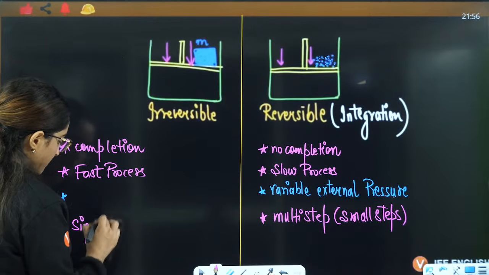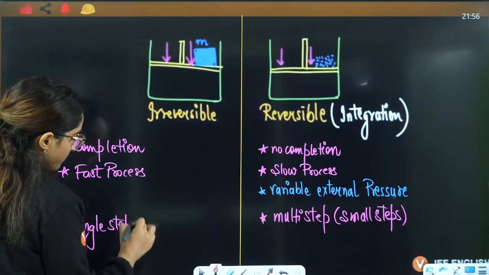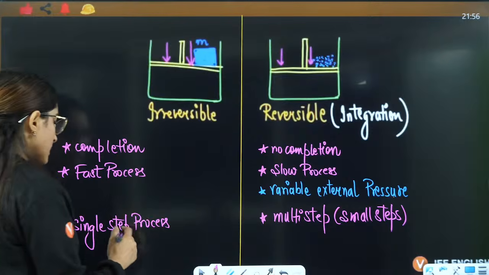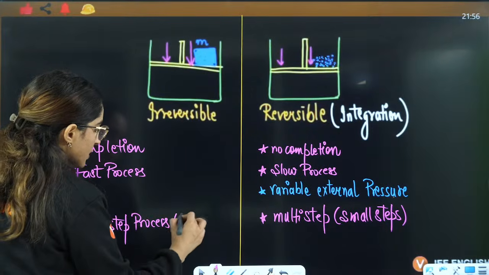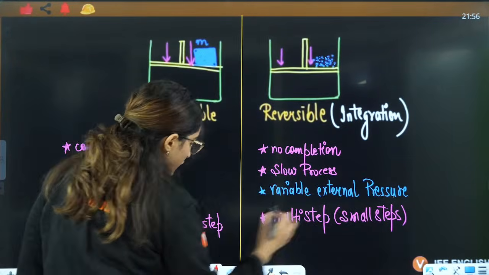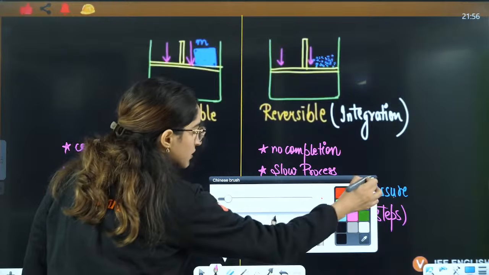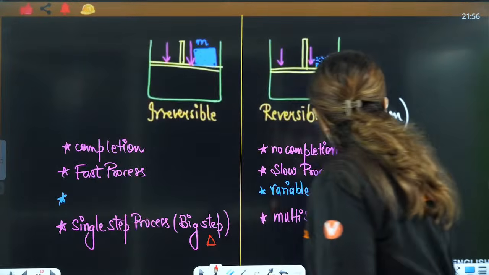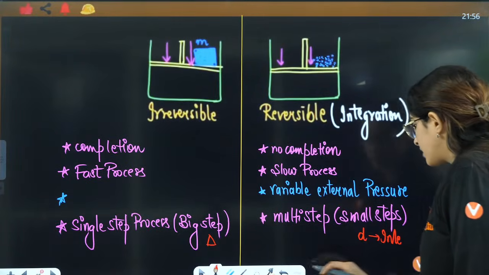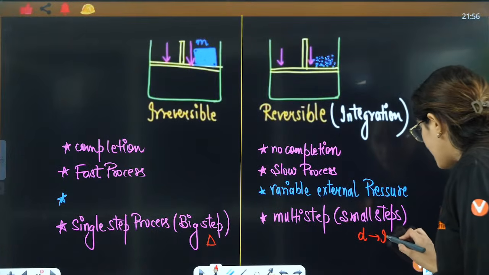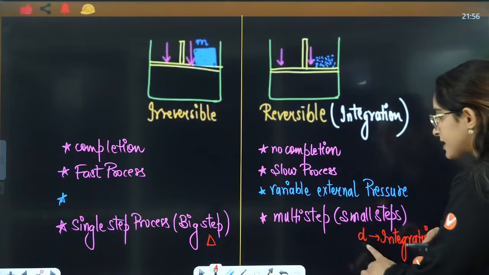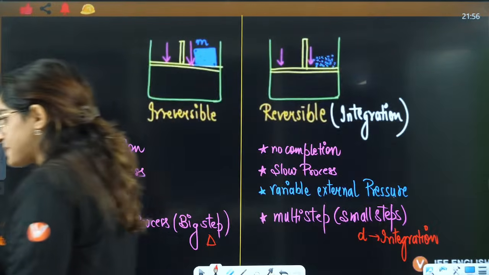Single step process, and a big change is there, right? You can say small steps, and you can say big step. Big step, big change. That's why here we use delta, and here we use d, and that will lead to integration, because whenever there is differentiation, it will lead to integration. Okay, because d is defined for small steps, delta is defined for large steps, right?